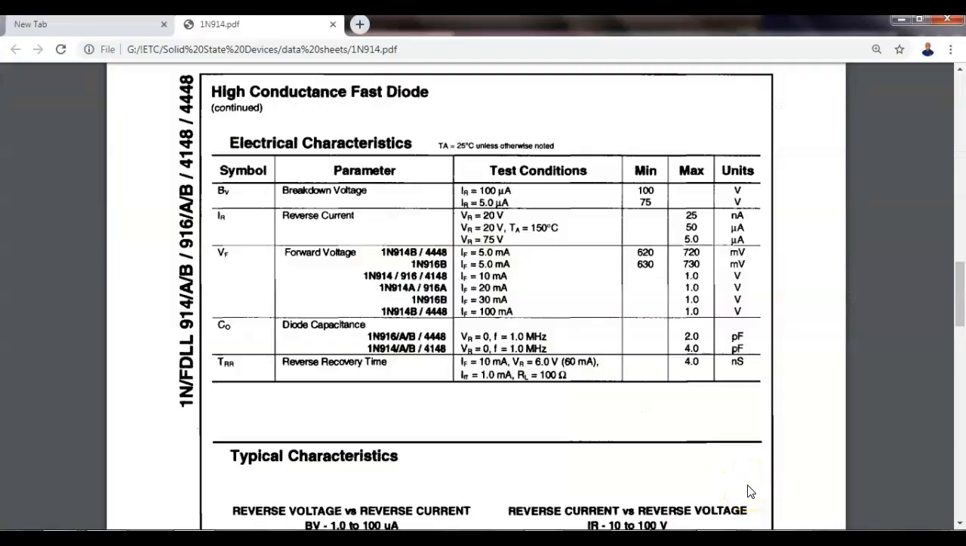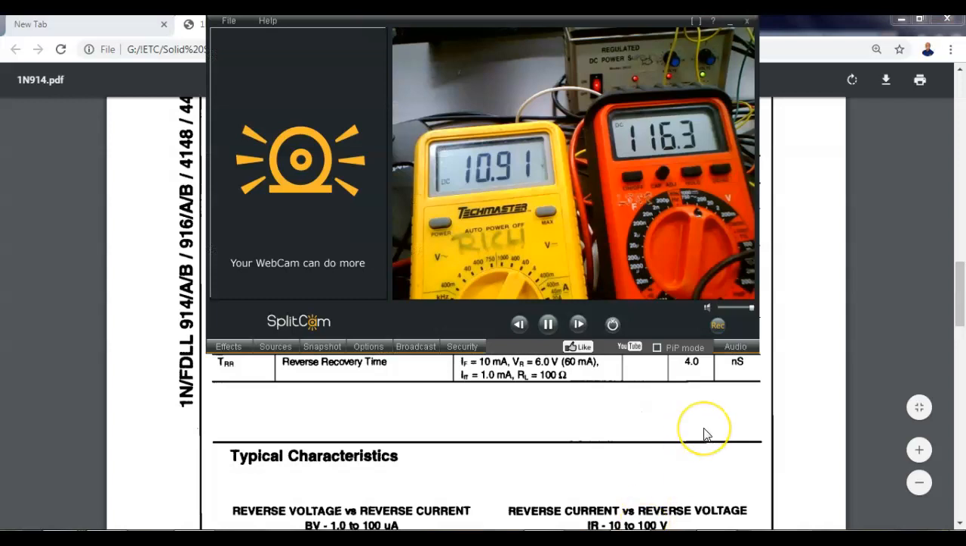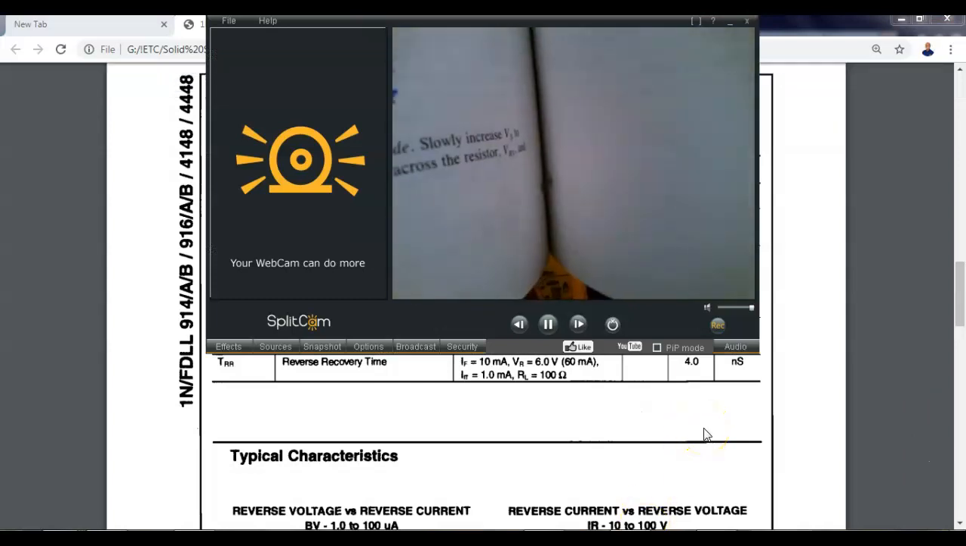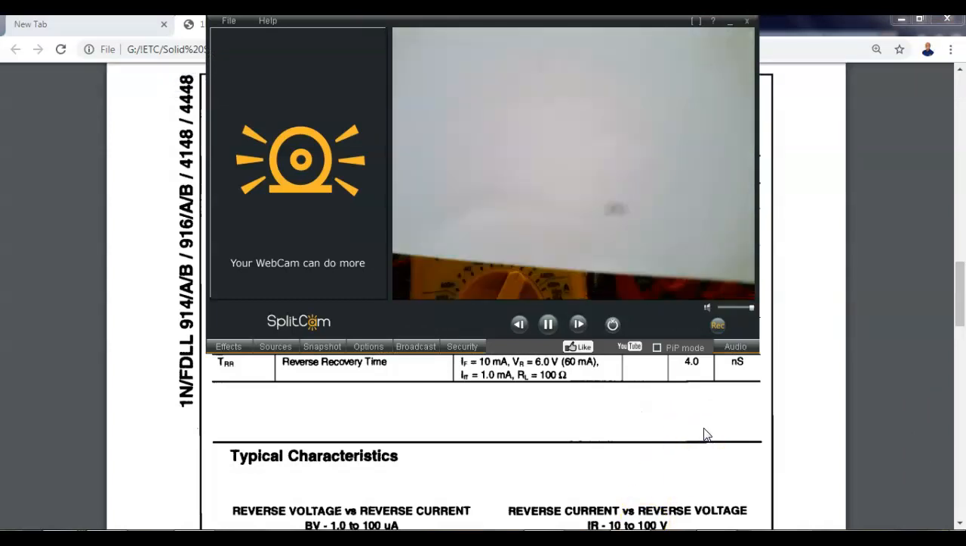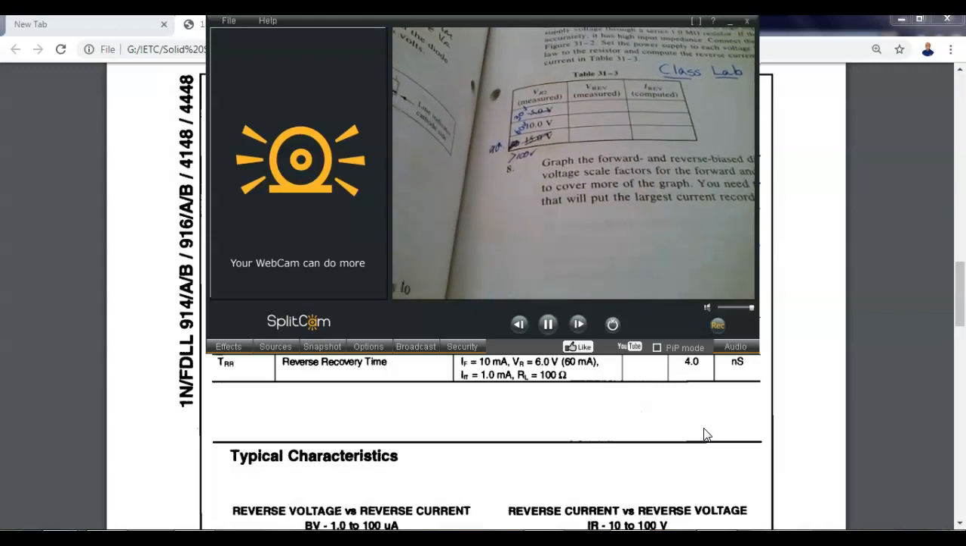Where we're going to do it as a class lab. We're going to do this part of the lab right here. Sorry if I get this zoomed in. Okay, over here, this is the last part.